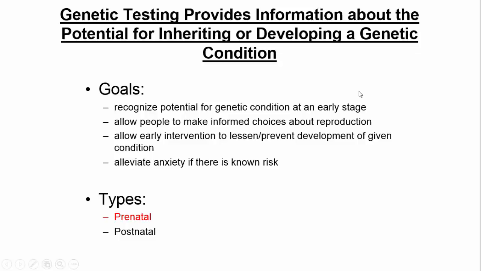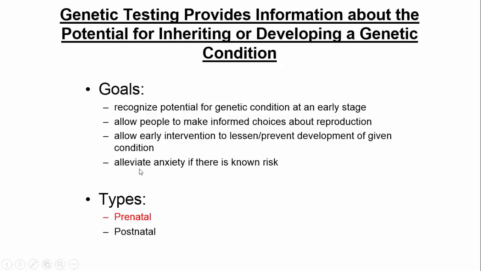The second goal is to allow people to make informed choices, right, about reproduction. The third goal is to allow early intervention, right, to either prevent or lessen the development of a given condition. And then the fourth could be to alleviate anxiety if there is a known risk.